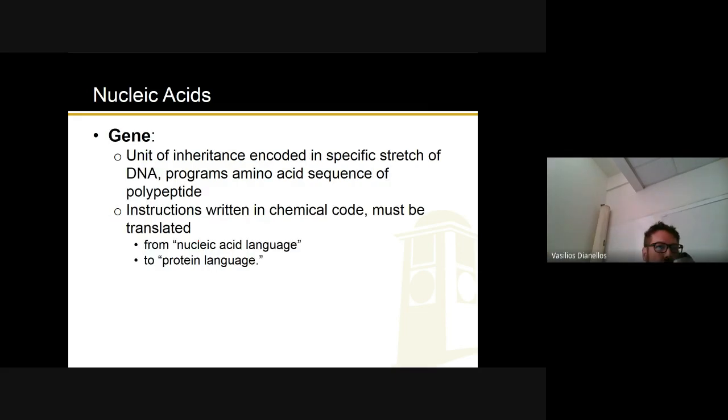Okay. Gene. We're going to talk a lot about this later in the semester. There's a question about this on the study guide, so I'm going to go ahead and discuss it very quickly. But for this chapter or this exam, you don't need to know anything about a gene. But a gene is the unit of inheritance that is encoded in a specific stretch of DNA, and it programs the amino acid sequence of a polypeptide.